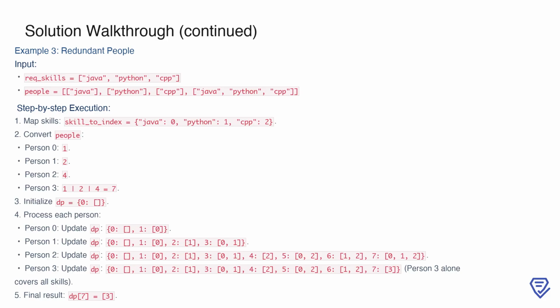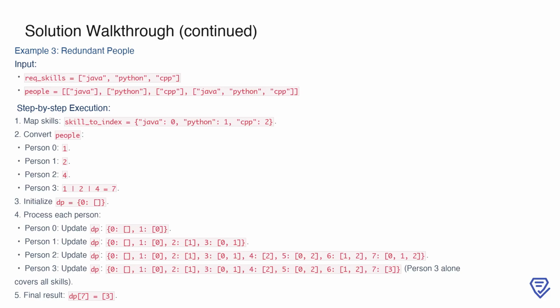As we add person 0, we update the dictionary to include the skill set 1. Person 1 adds skill set 2, and person 2 adds skill set 4, with combinations like 3, 5, and 6 being formed along the way. However, when processing person 3, we find that they alone can cover all skills with a skill set of 7. This leads to an update in dp, where the smallest team for skill set 7 becomes 3.